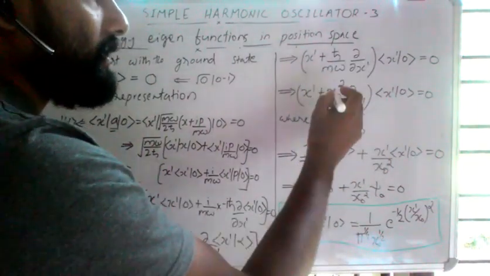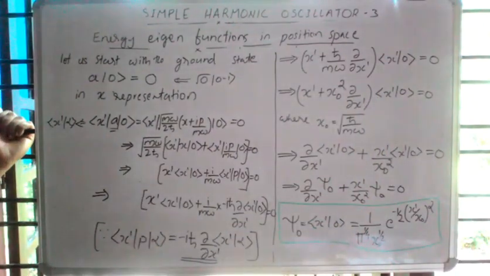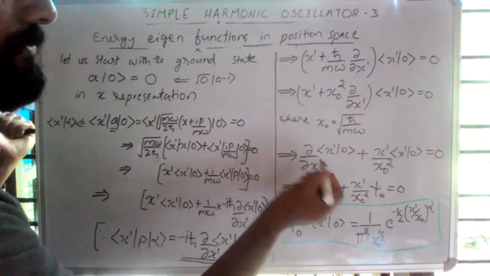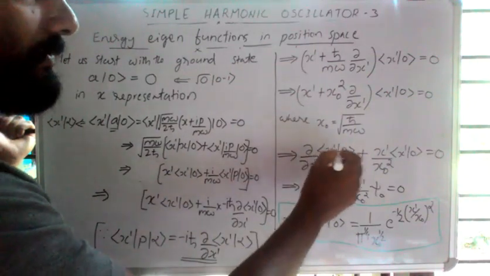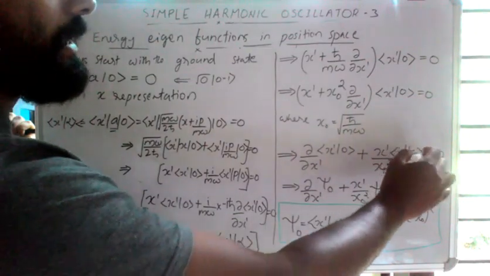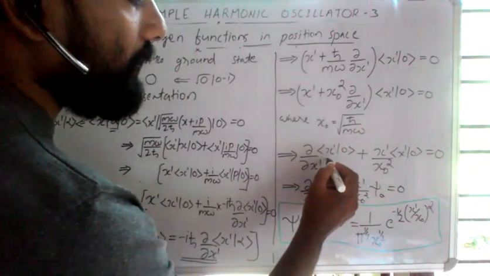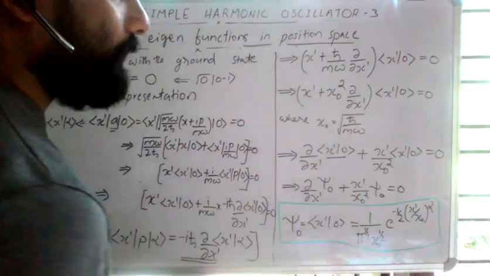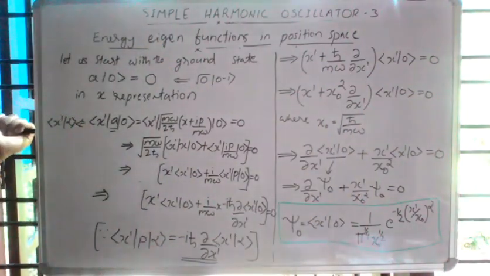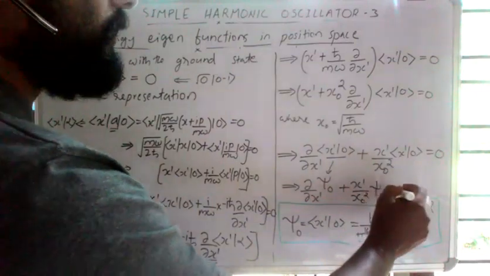So this we can represent as x naught square ∂/∂x'. Okay, and this will lead to this equation. This is a first order differential equation: ∂/∂x' of ⟨x'|0⟩ plus x'²/x naught square ⟨x'|0⟩ equal to 0. Okay, let me consider this as psi naught, a wave function, energy eigenfunction psi naught, plus x' over x naught square psi naught equal to 0.